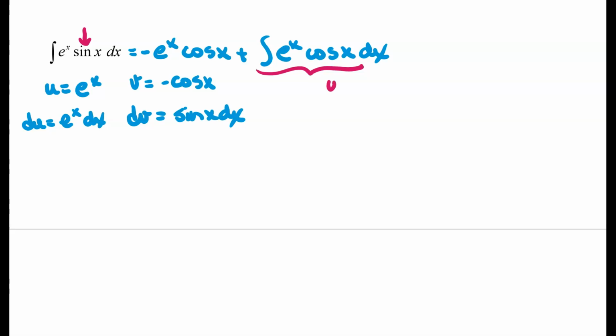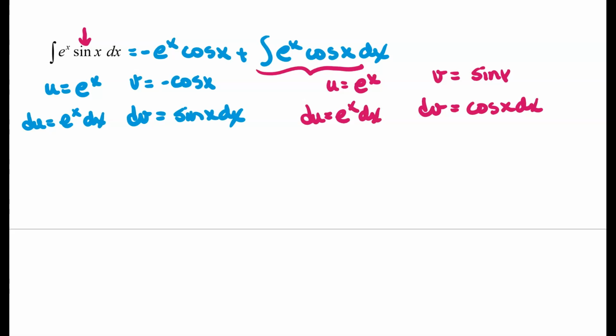So a new u, which is basically the same u as we had before, and dv is cosine x dx, v is sine, and du is again e to the x dx. So watch what I'm going to do here. It's very important that you write your problem down, which we haven't had to do before. We've just written the uv minus the integral of v du. But I'm going to write the question down.